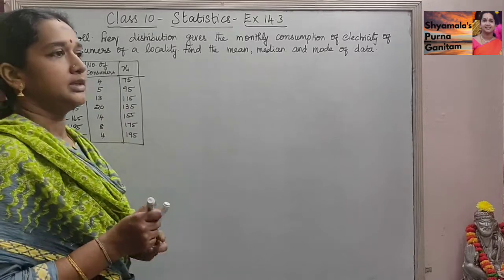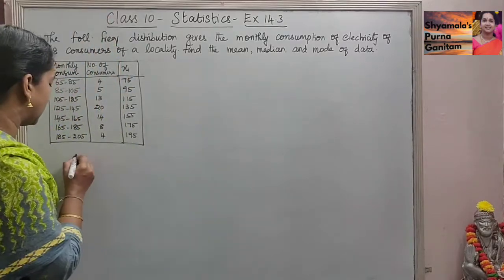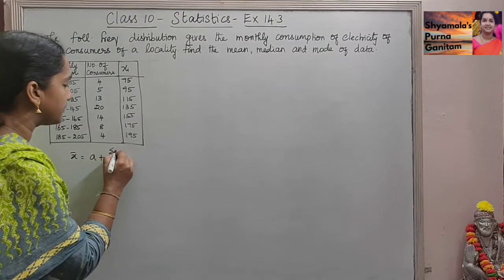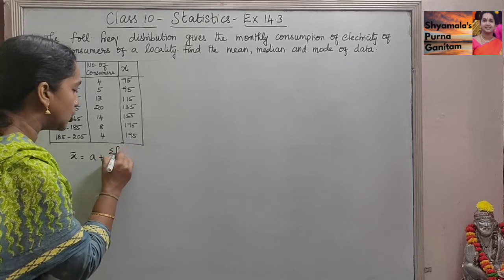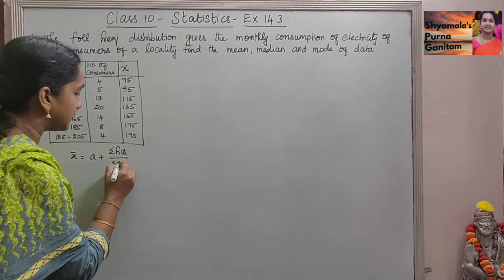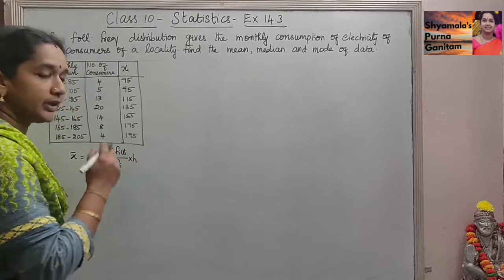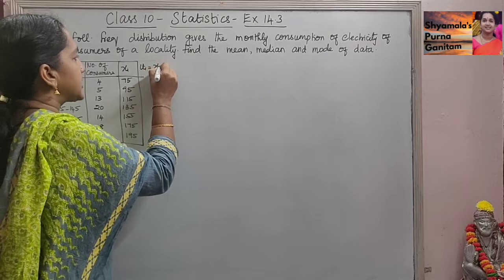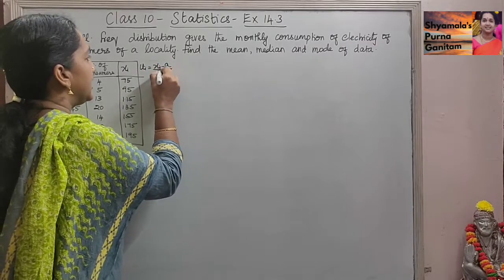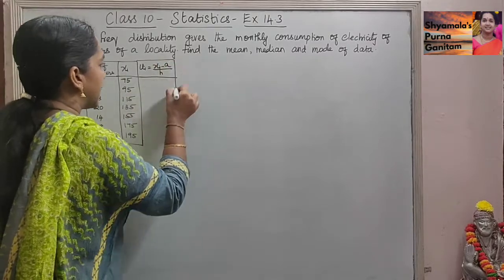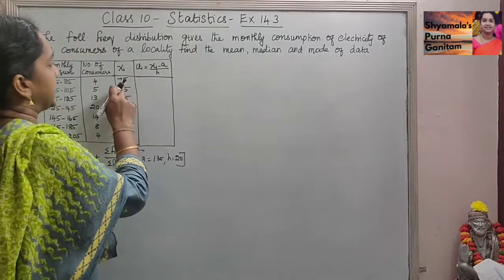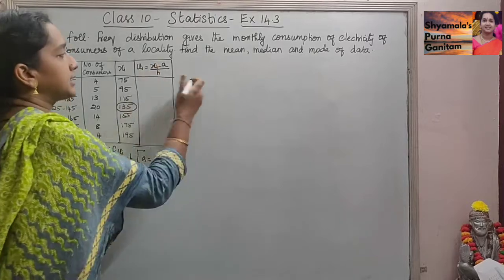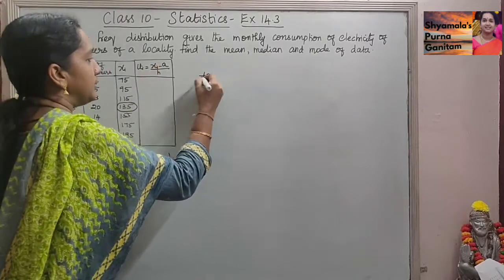Now, the step deviation method formula is x bar is equal to a plus sigma fi ui by sigma fi into h. So we need to know ui. ui is equal to xi minus a by h. So this is how we need to calculate ui. First one, xi is 75. 75 minus 135 is minus 60. Minus 60 by 20 will be minus 3.